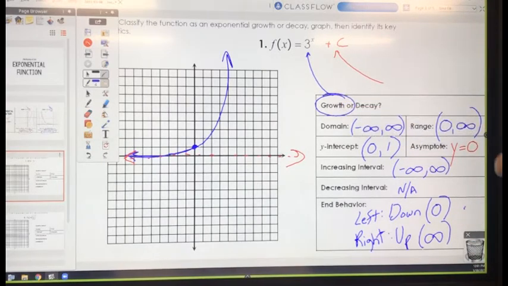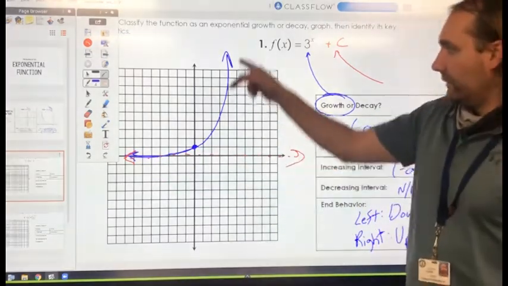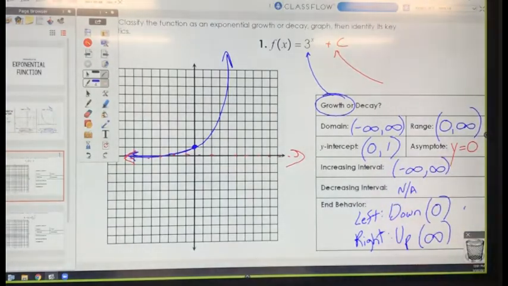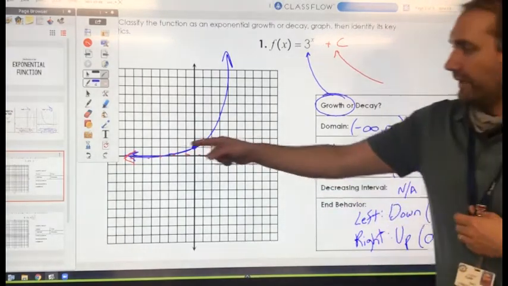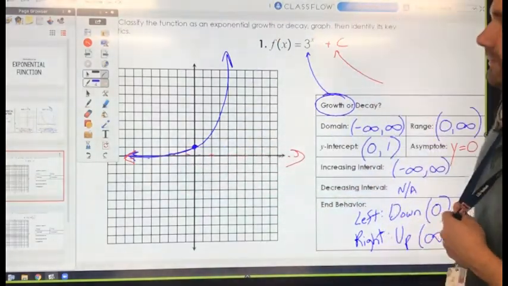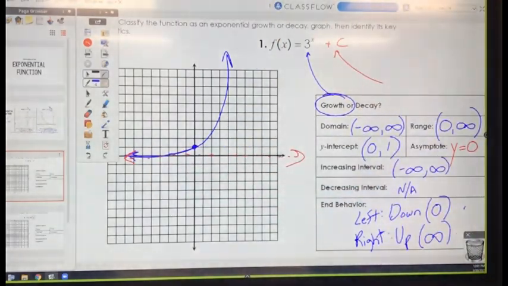If I have a growth, then I'm going to have a constant interval of increasing from negative infinity to positive infinity and have no decreasing. So if you're a growth, that means you're not going to ever decrease. Constantly increasing. And then end behavior kind of speaks for itself. What's going on my left side? What's going on my right side? Is it going up or down?